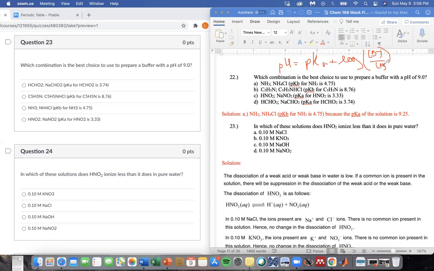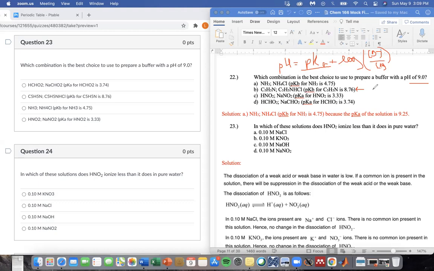And so, when asking which is the best choice for a pH of 9.0, that means you want the pKa to be as close to 9.0 as possible. I haven't looked at what you guys submitted here, but I think this one is kind of a tricky one. You might know off the bat that you want your pKa to be close to your pH, and you might think, oh, this one has a pKb of 8.76, that's great, I'll go with that one. But the thing is that that's your pKb.